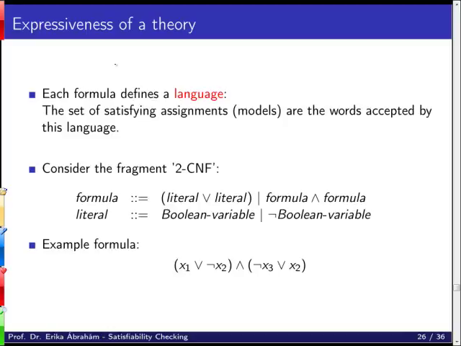To illustrate this, let's say we take now a fragment of propositional logic, namely, first, we only allow formulas in conjunctive normal form, and secondly, we allow clauses to have exactly two literals. This is called the 2CNF. If we make this syntactical restriction by an abstract grammar, then it looks like the following. A literal is either a Boolean variable or its negation, and the formula is either a two literal clause or the conjunction of two literal clauses. Here you can see an example of a 2CNF.